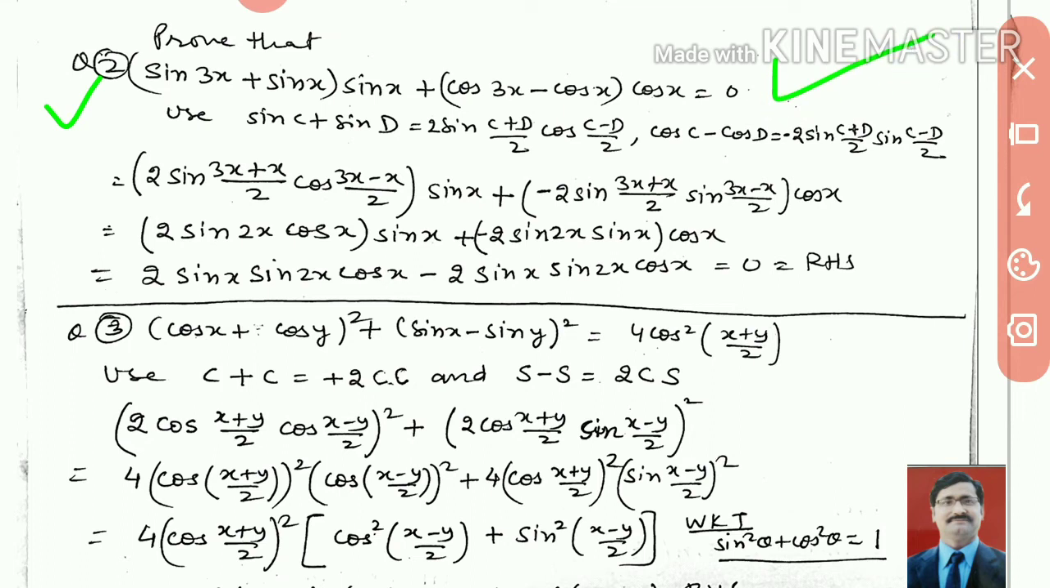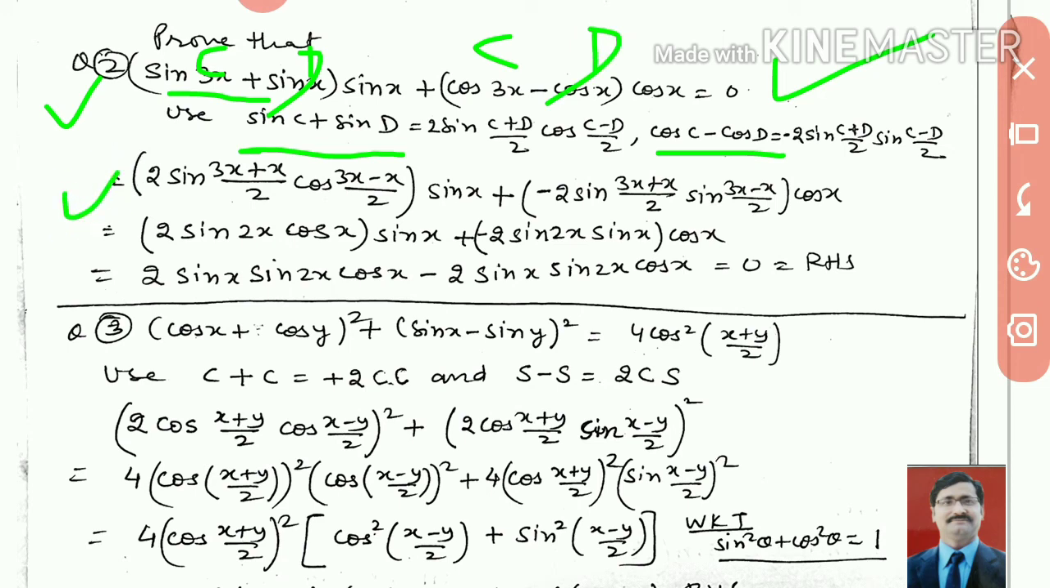Here you will use these two formulae. Look here, sin C + sin D equals 2 sin((C+D)/2) cos((C−D)/2). And the second formula is cos C − cos D equals −2 sin((C+D)/2) sin((C−D)/2). Look here, these formulas you will use here. This is C and this is D, and here also this is C and D. So when we use this formula, what do we get?